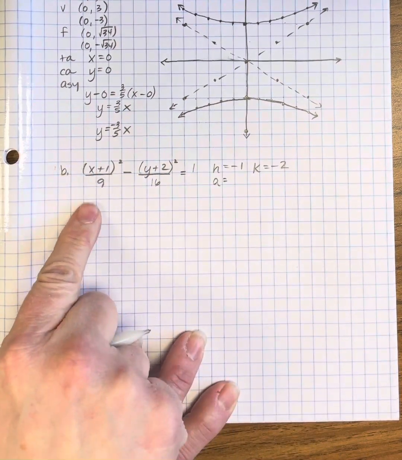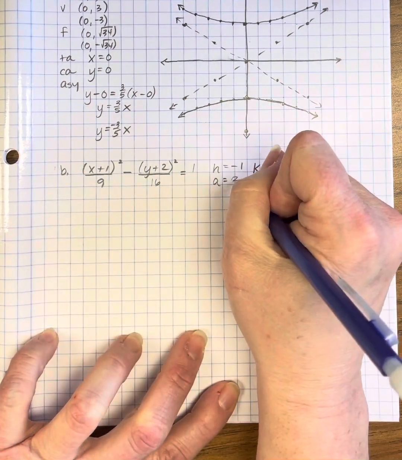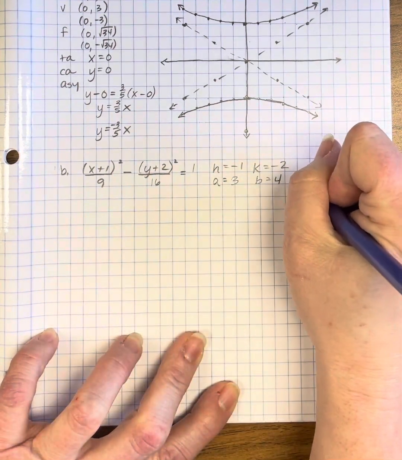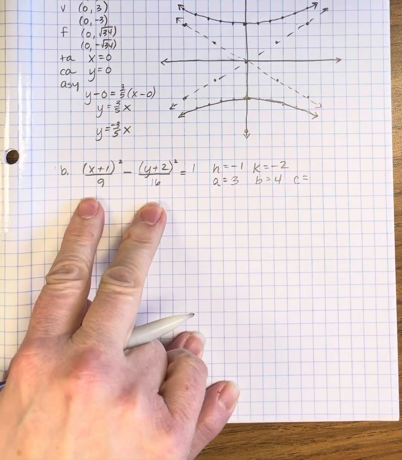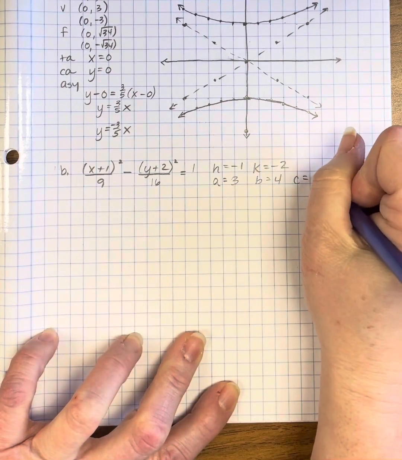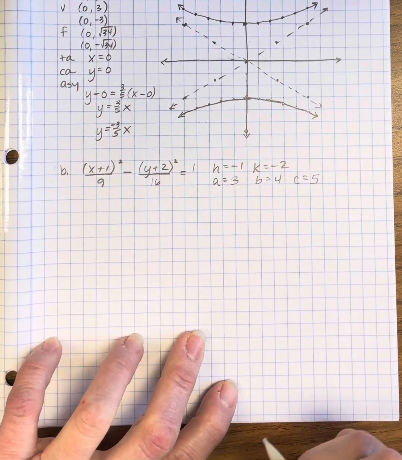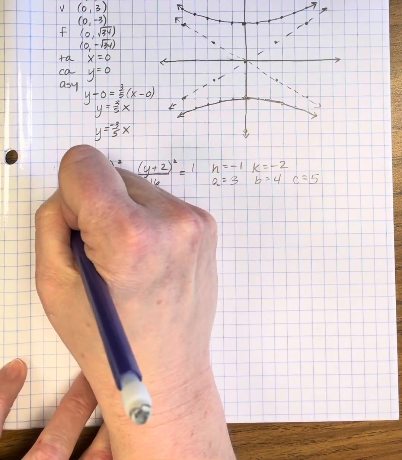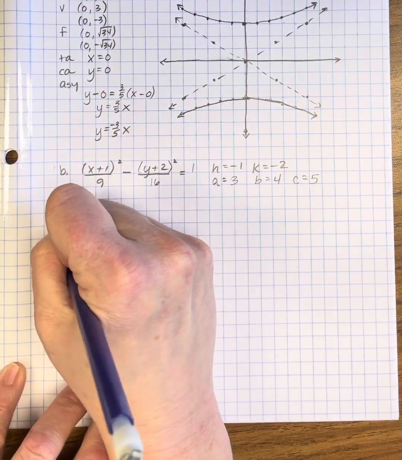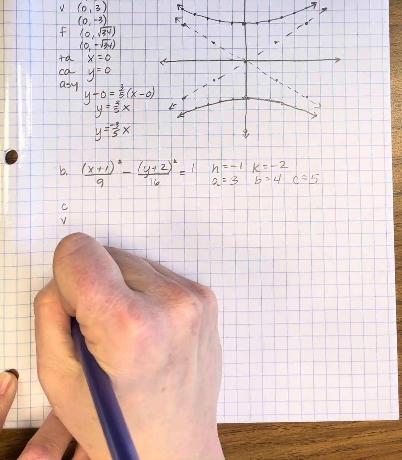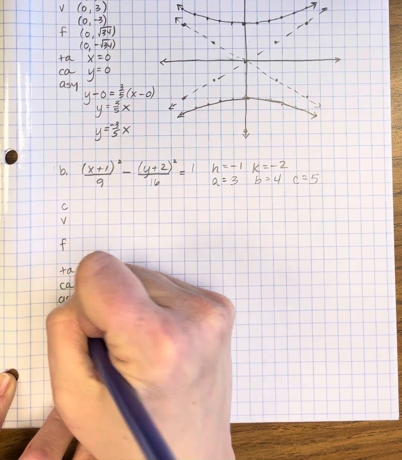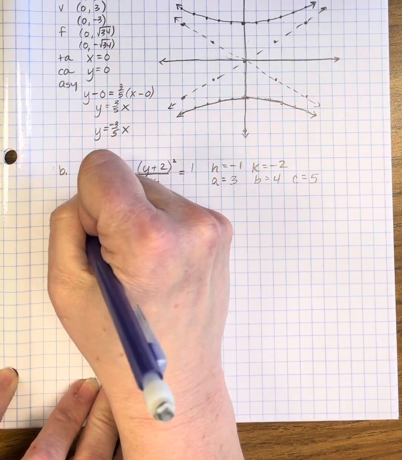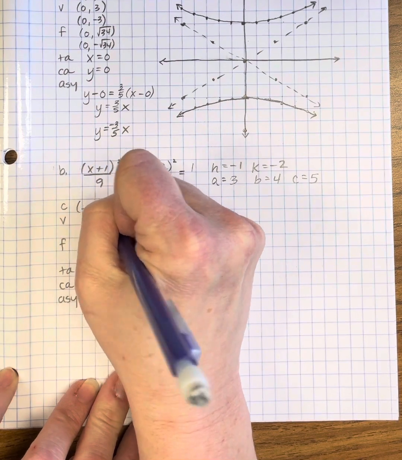A is underneath this one. This is a squared, so that means that a is 3. B is underneath this one, so that means b is 4. And c is the square root of a squared plus b squared, so this is actually a nice one. C is equal to 5. So we have all the same things to find. We have our center, our vertices, our foci, transverse axis, conjugate axis, and then our asymptotes. So my center is at h, k. So I have negative 1, negative 2.